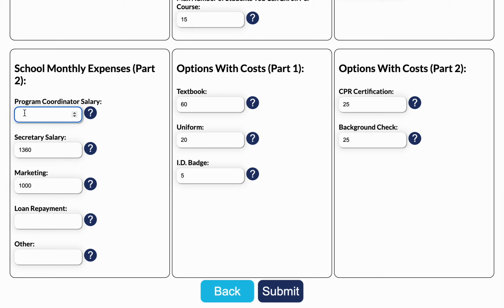So that's 17 times 20 times 4, which is $1,360 per month. Program coordinator. In your situation, you're going to be your own program coordinator. I didn't even remember to ask whether you're going to teach too. Are you going to teach also, or are you going to be a separate program coordinator and somebody else teaches? No, I'm going to teach too.